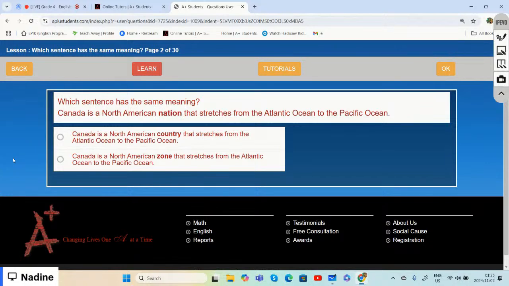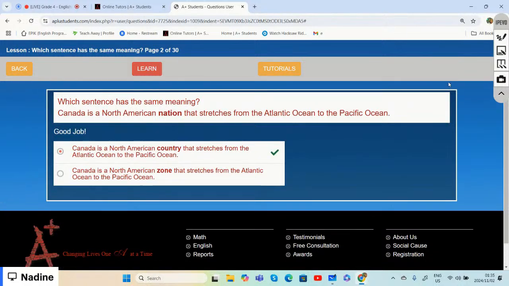And if we were to choose the correct option, then yes, we would choose option one. Canada is a North American nation, which you can also say is a country. So well done.